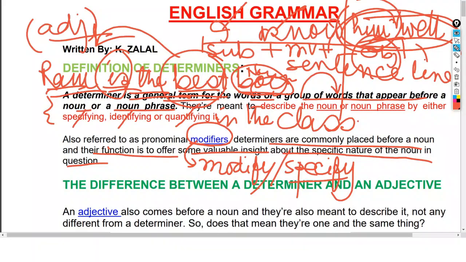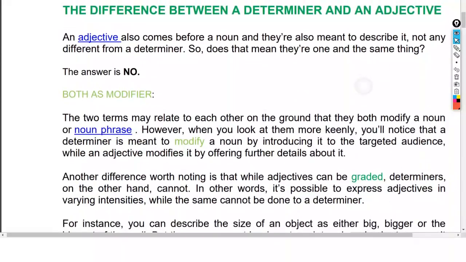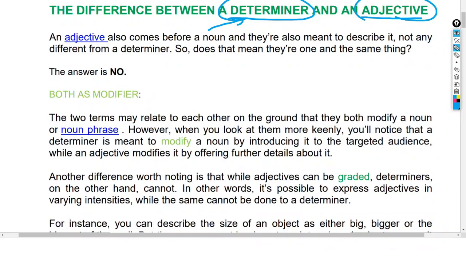Now it is the time for us to show the difference between the determiners and adjective. Let us continue. So we are talking about, my dear children, the determiners and how they differ from the adjective. Earlier we were saying that determiners work like the adjective. Now there are some differences between the determiners and the adjective.